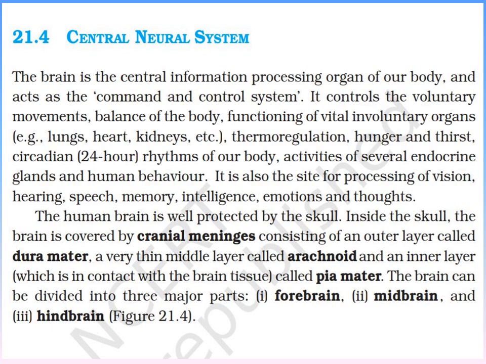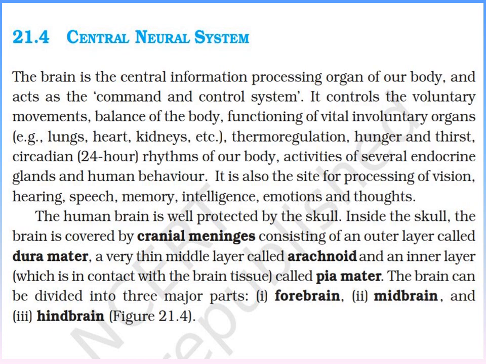The brain is a very important organ of our body and acts as a command and control system. The functions which it controls include the voluntary movements, the balance, as well as the functioning of vital involuntary organs like the heart, kidney, and lungs, etc. Thermoregulation, which involves the maintenance of body temperature, hunger and thirst, as well as the 24-hour rhythmic events of our body, the activities of certain endocrine glands, and human behavior.